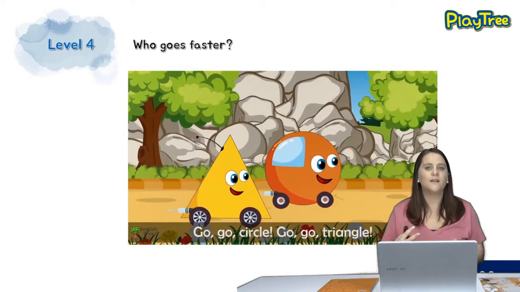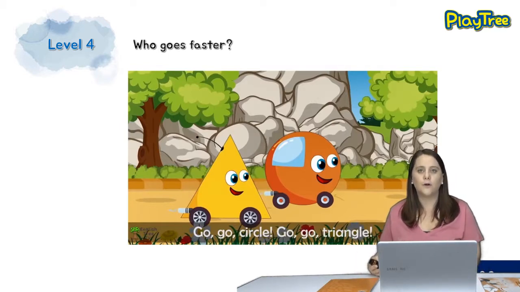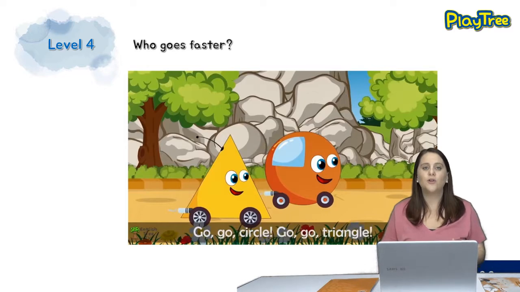Then we're going to look at another picture. We're going to ask the kids, who's in the picture? What shape is it? What shapes do they see? Who is going faster? Triangle or circle? You can also ask, who is behind circle? And you could have the kids ask or say, triangle is behind circle.